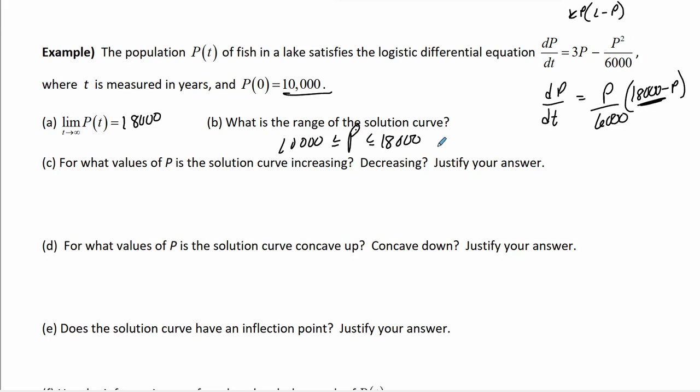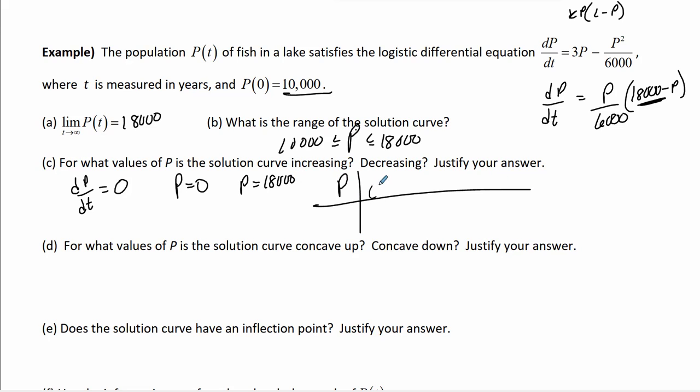Okay. Next one, when is the solution curve increasing? So this is when the derivative dP/dt is equal to 0. If I set this equal to 0, I'm going to get P to be 0, and I'm going to get P to be 18,000. So now, again, you fill in your table. Okay, so I've got 0. What number did I use this time? Oh, it doesn't really matter, I guess.